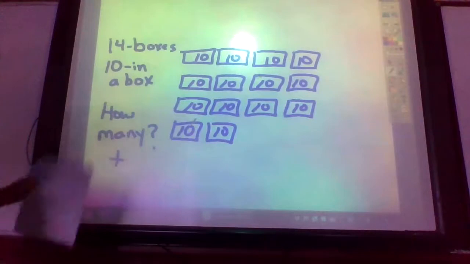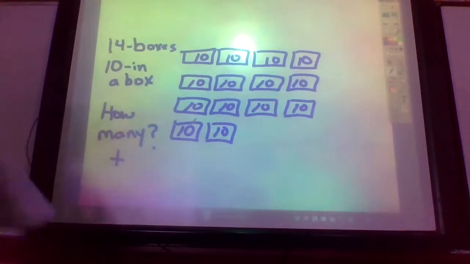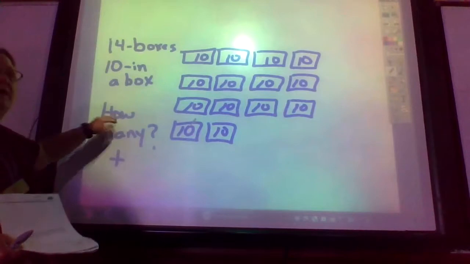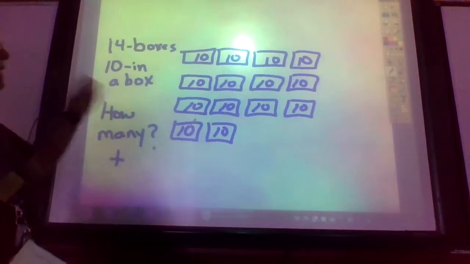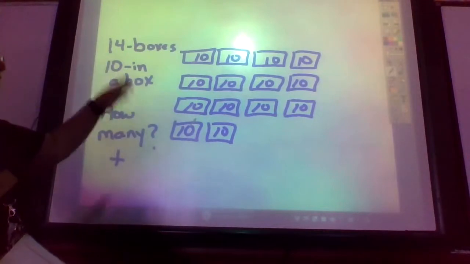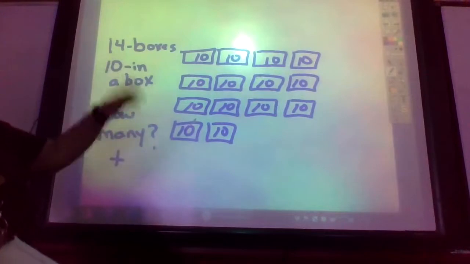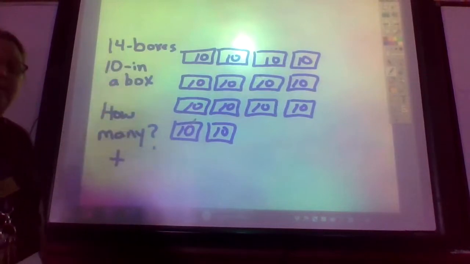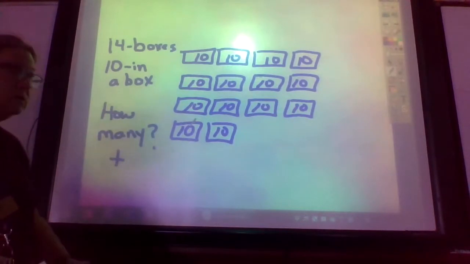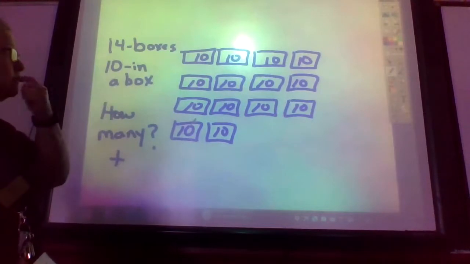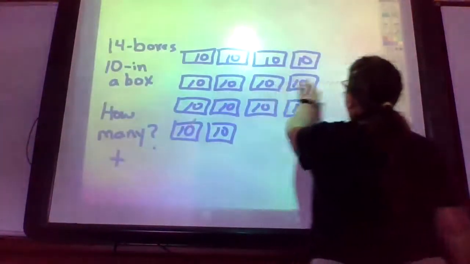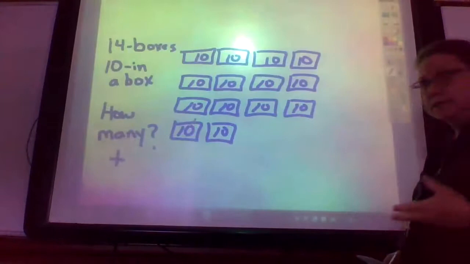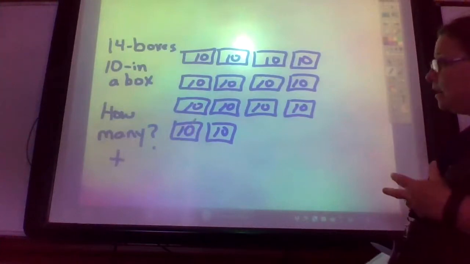All right, now, they want to know, how many pencils in all? We could do this in several ways. We can add 10 plus 10 plus 10, and so on, for all 14 tens. That's a lot of tens to add, but we could. Or we could add our rows together and get 10, 20, 30, 40. Then we go 10, 20, 30, 40. 40 plus 40, we could add it together that way.